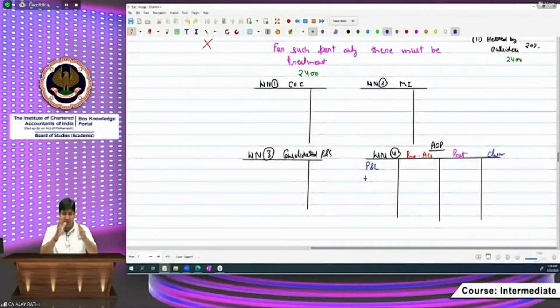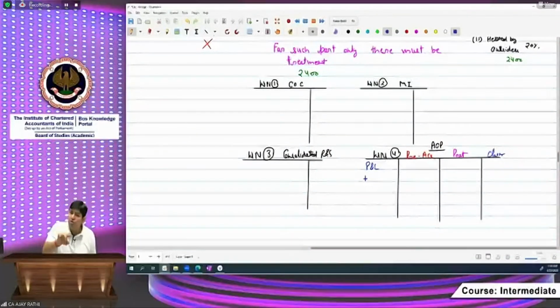And be focused on what I am telling you. If the proposed dividend is in the balance sheet, it means it has been reduced from the profit of the subsidiary company. If proposed dividend is found in the balance sheet of the subsidiary company, it means profit and loss of the subsidiary company has been reduced. Of course, yes.